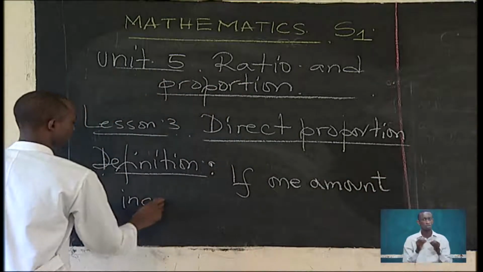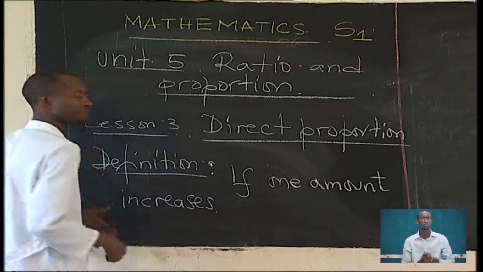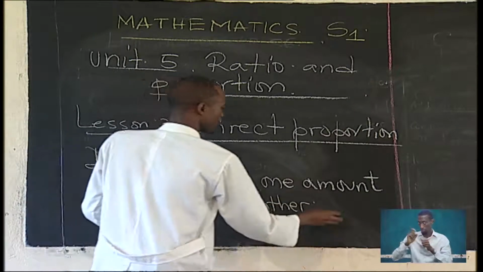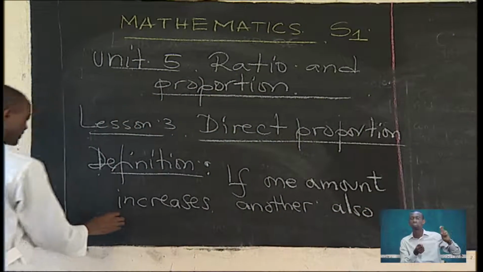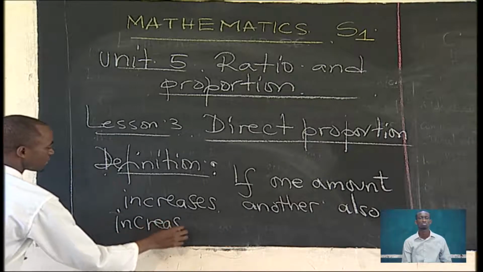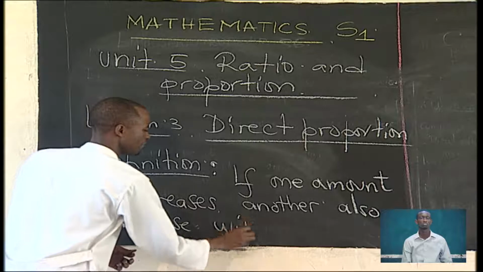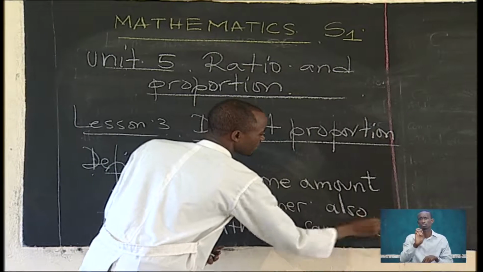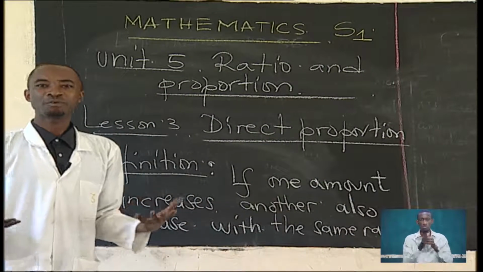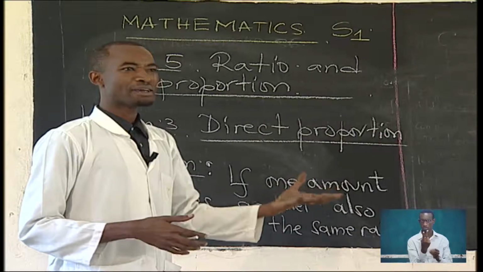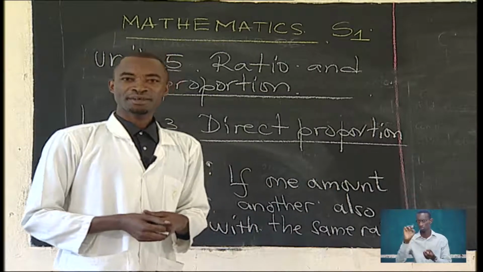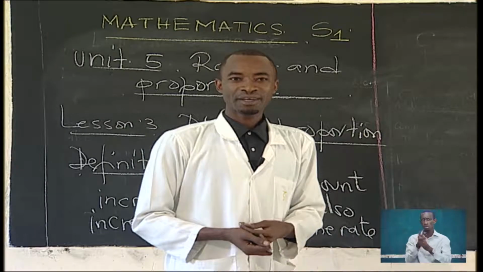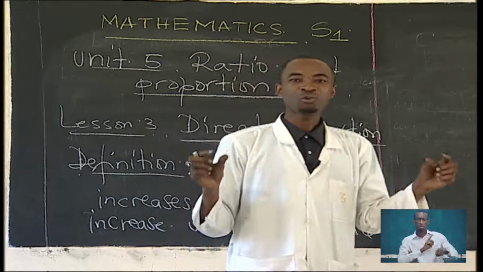increases, another amount also increases with the same rate. Suppose that you have two quantities. Maybe it's mass and volume, like in physics. Maybe it's the amount of money you need to earn, and also the number of hours you have to work. The main understanding here is to have two quantities.